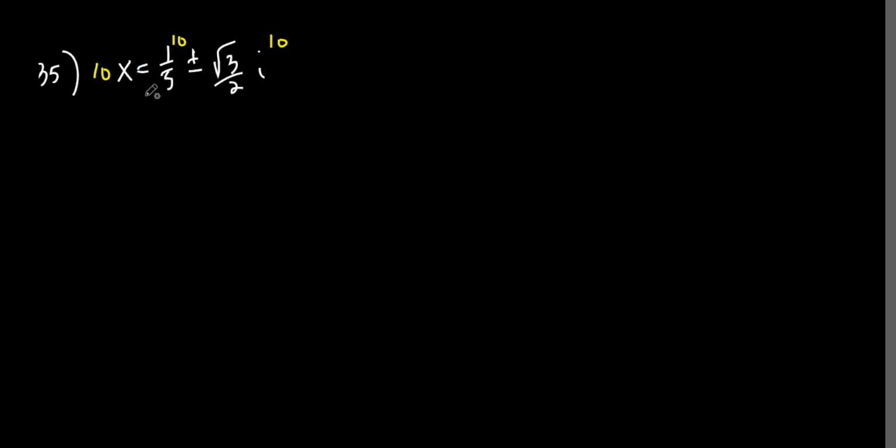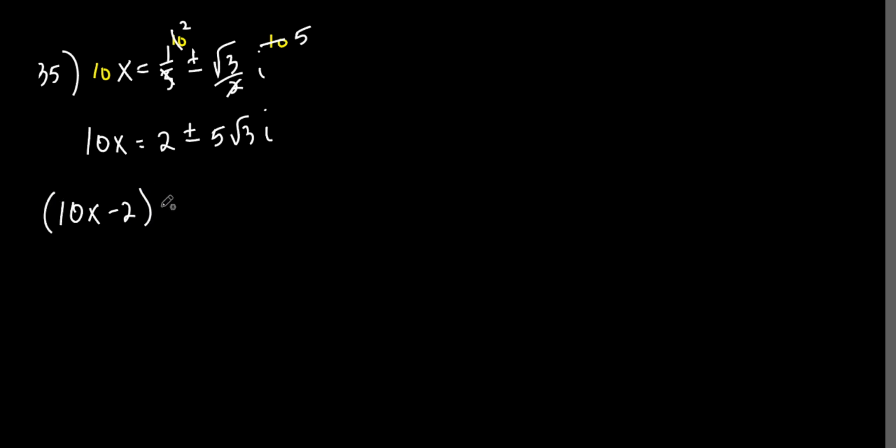Do you have to do that? I don't think so. But what do we got? We got 10x equals, what happens here when I multiply that by 10? That's once, that's twice, so what do I get? A 2 plus or minus. What if I multiply that by 10? What do I get up here? A 5. So I get 5 square root of 3, and I got an i right there. And now you know what to do, right? We did one of these earlier. We get rid of this. We got plus or minus 5 square root of 3i.